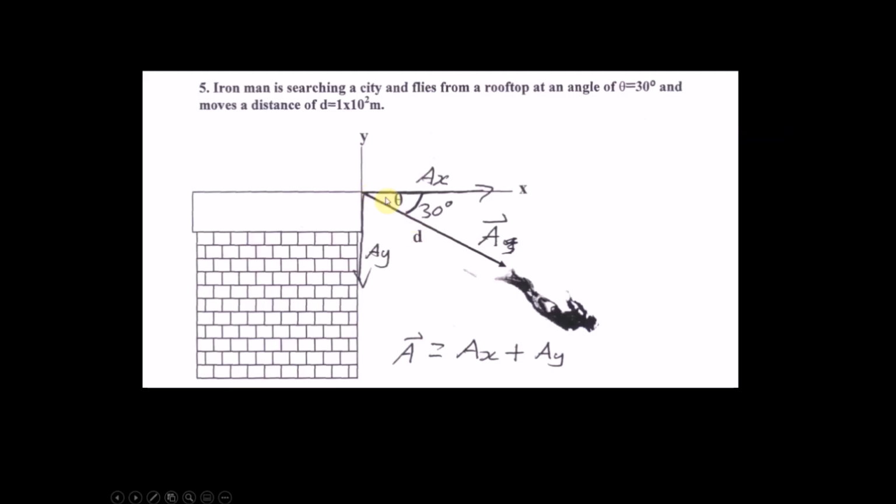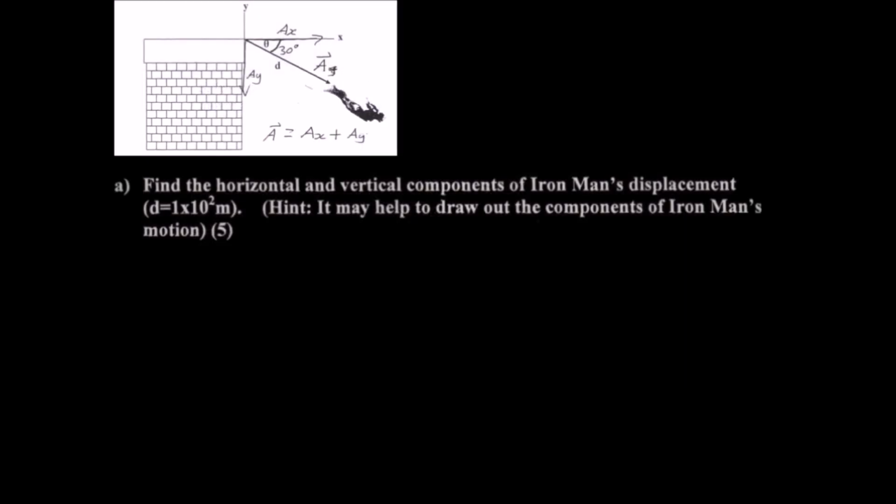He's going to fly along this direction A. He's going to have component AX in the X direction, AY in the Y direction, and he's going to go at negative 30 degrees. We're maintaining that negative for a reason. So there's the question straight from the exam.